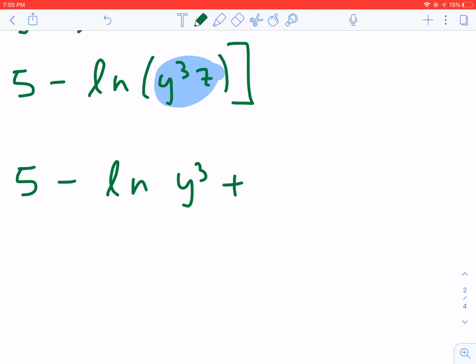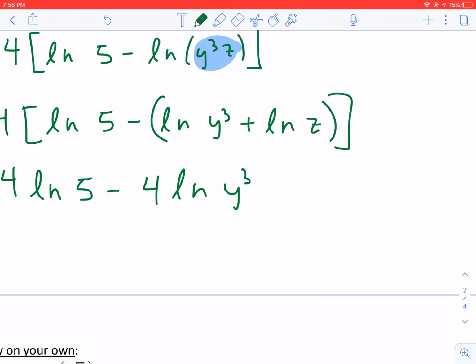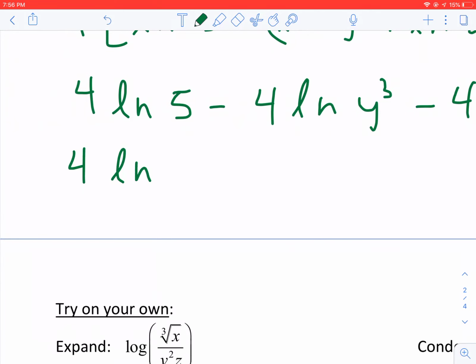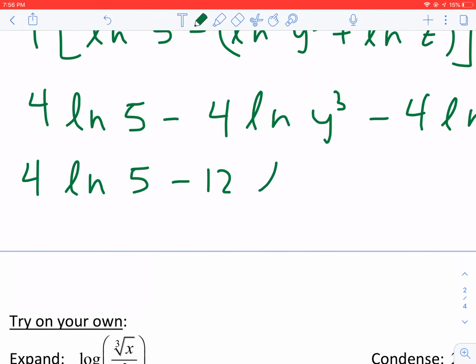But at the end, after I distribute this 4 to all my terms and this negative to those 2 terms, we should be getting 4 natural log of 5 minus 4 ln of y cubed minus 4 ln of z. Right? Probably makes more sense to distribute this minus first and then the 4 to everything. And lastly, I notice a power here. I can move that to the front. That's going to change that to 4 times 3, right? Or 12. So my final answer is 4 ln 5 minus 12 ln of y minus 4 ln of z. All right, so that is expanded.